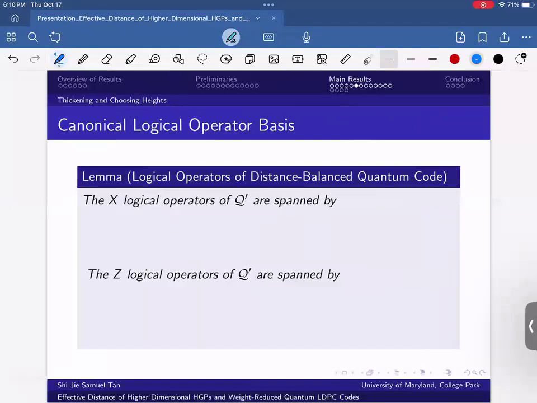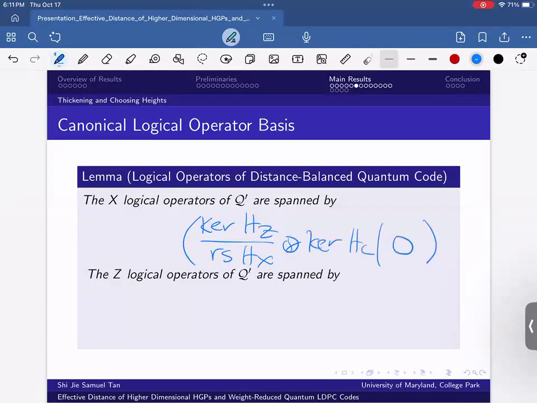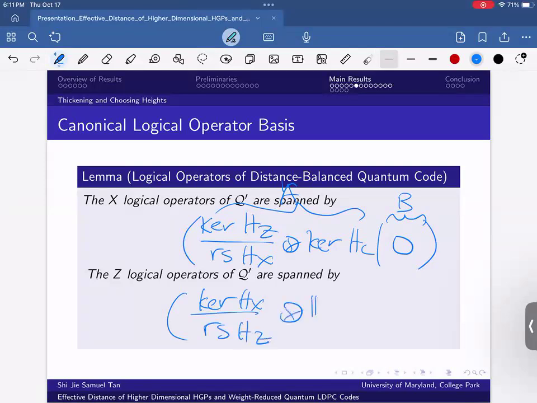It's getting kind of late, so I'm going to speed up a bit and not go into some of the details. But I just want to talk about the canonical logical basis. The X logical operators of the distance balanced code actually have a very nice structure. On the left side is region A, right side is region B. And I'm just going to write this out very quickly so that I can briefly comment on why this makes intuitive sense.